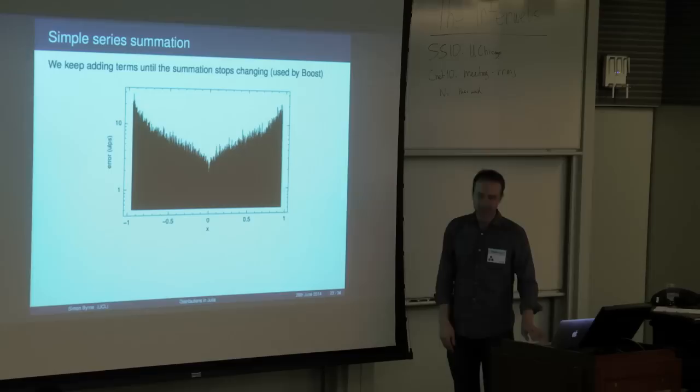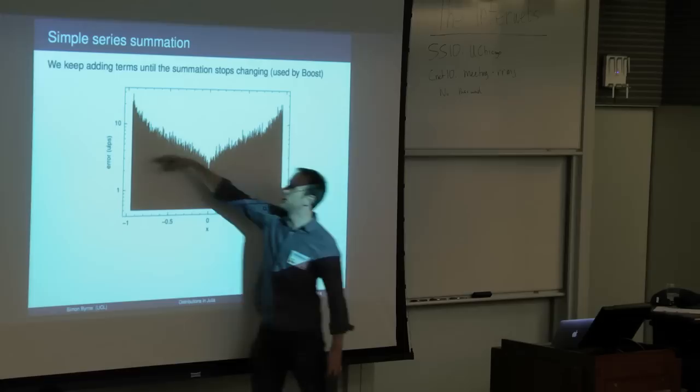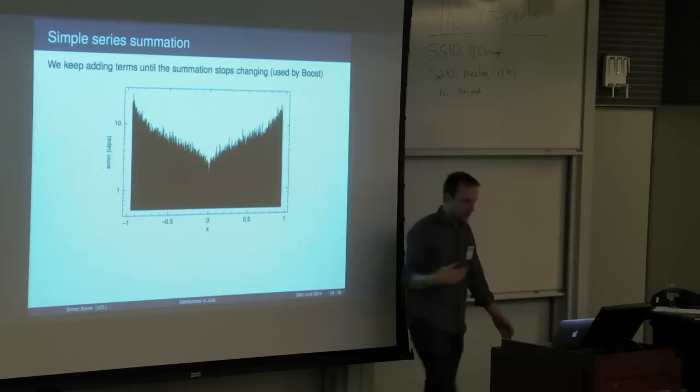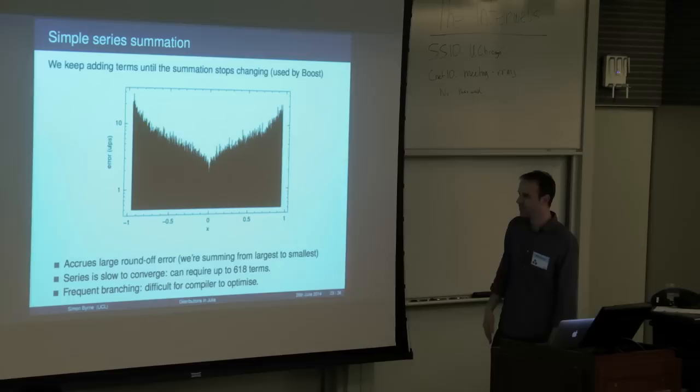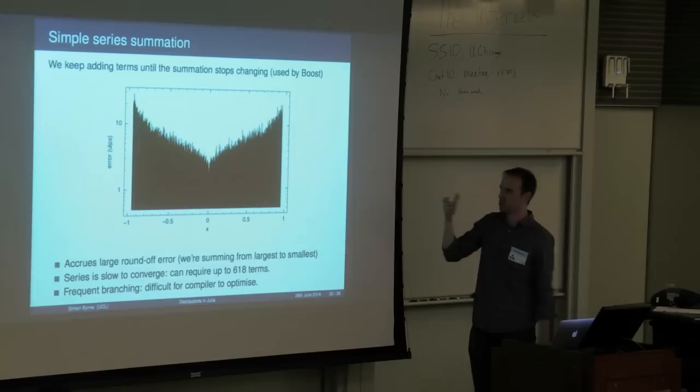And if you do that, it works in the sense that we get good relative error. Our highest relative error is about 12 ulps over that range. So this is the range negative 1 to 1 now. And so it does work. The problem is that the series converges incredibly slowly. At 0.95, it requires 618 terms to compute the whole thing. And at each iteration, you need to check if it's within the tolerance, so you have this frequent branching. You know, compilers don't like branching.